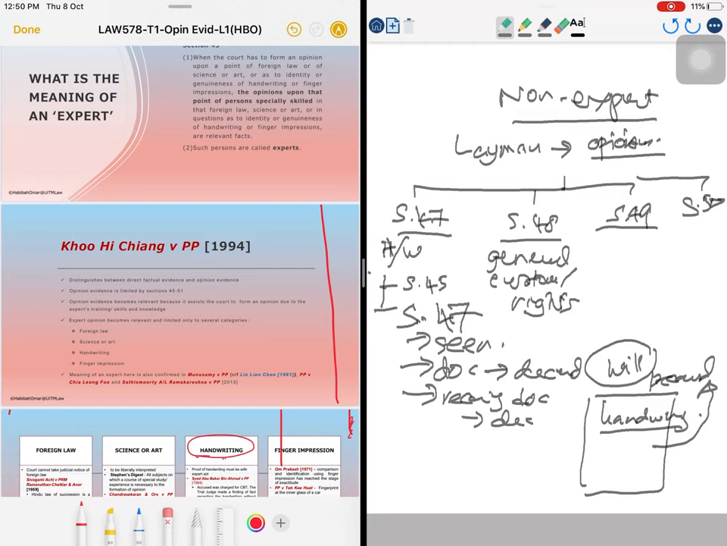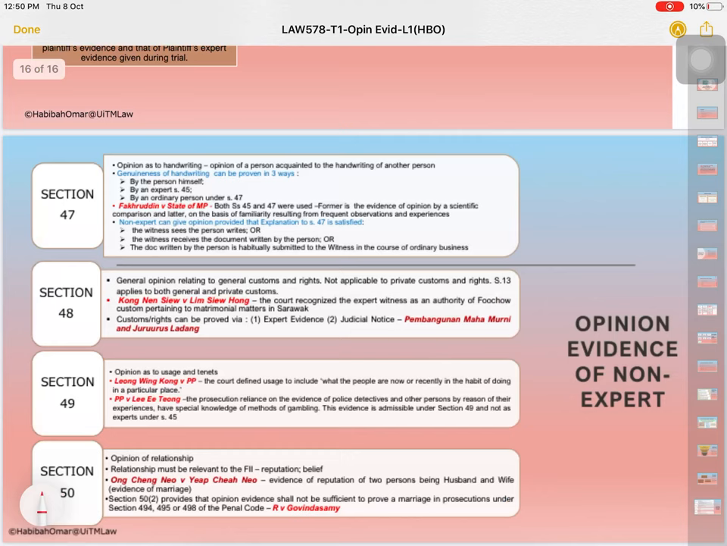Now, the other one will be under section 49. 49 here is referring to opinion as to the usage, tenets, etc. when relevant. So here you're talking about the usage or tenets of any body of men. You have several cases in the notes there. You're talking about their habits, their customs. So you have the case of Lee E Tiong. The prosecution's reliance on the evidence of a police detective can also be regarded as evidence of a non-expert.